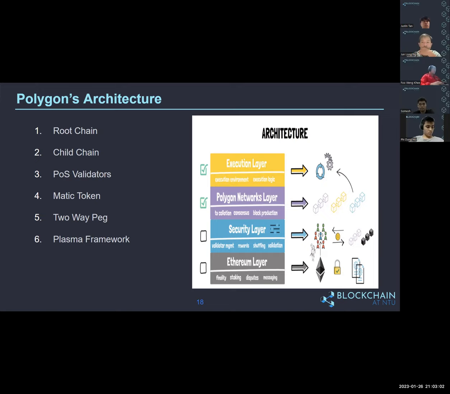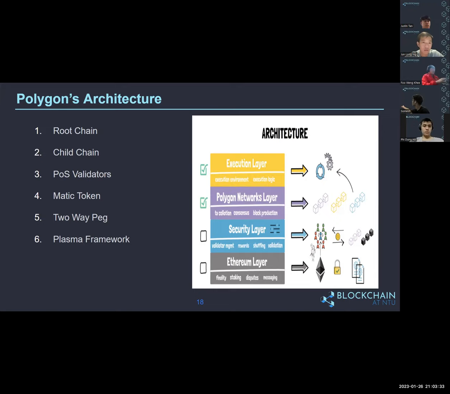So all in all, the Polygon network consists of the main chain, as explained earlier, the Polygon root chain, and multiple sidechains called the child chains. The root chain is responsible for the overall security. The child chain works in compliance with the network's rules. The child chain is connected to the main chain by a two-way peg, and this mechanism, as mentioned earlier, allows users to move assets back and forth between the child chains and the root chain.